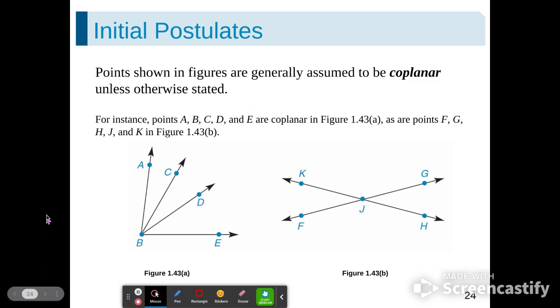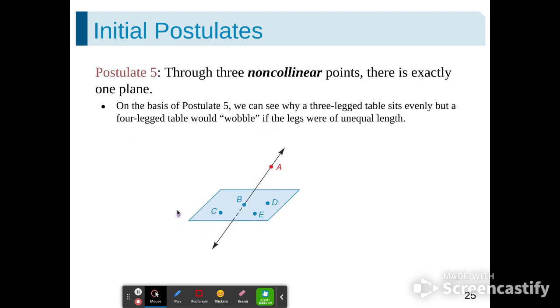Points shown in figures are generally assumed to be coplanar. So if I draw angles like we see here in figures 143A and 143B, it's assumed that those are coplanar. It's just a little vocabulary piece. And then we're breaking back through, going through these postulates.